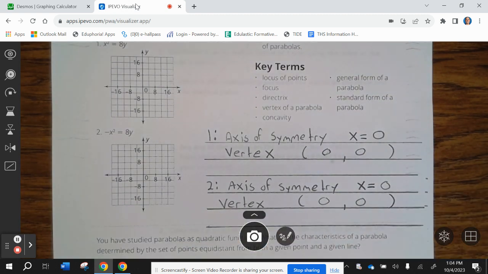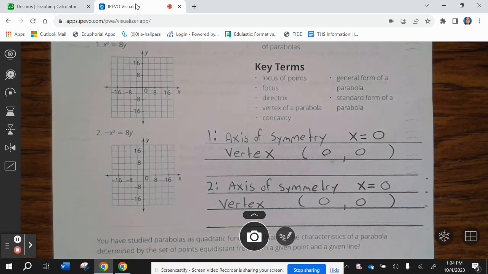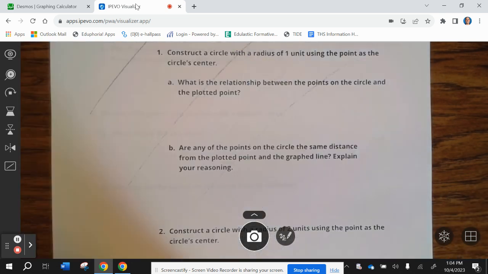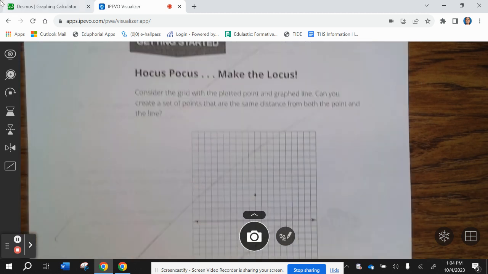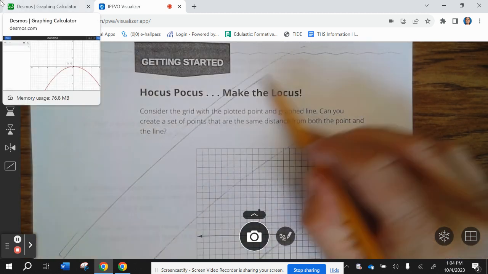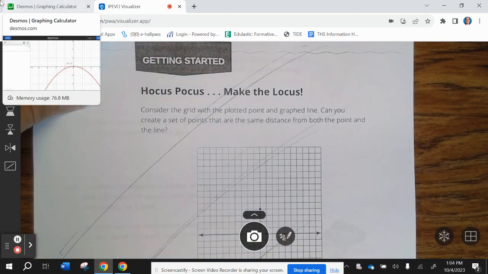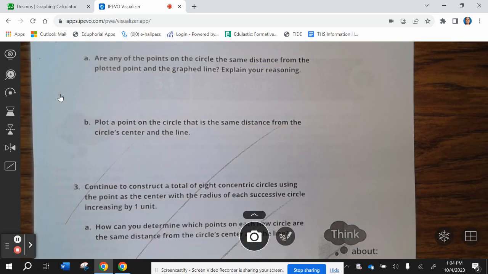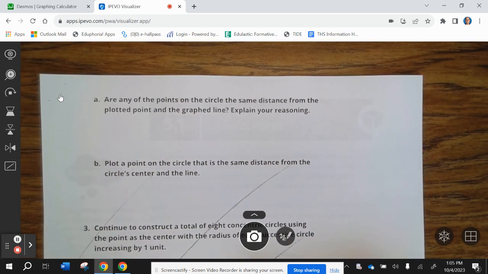All right, go ahead and finish up the warm-up. All right, let's take a look at the next page. All right, you can mark off this page. Take a look at this. You can mark off this page.